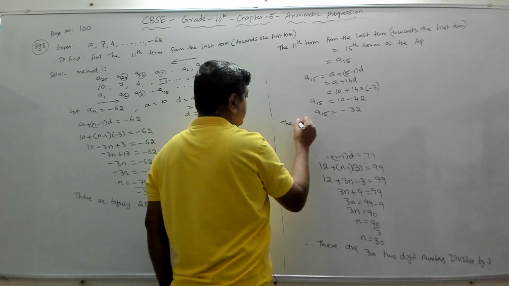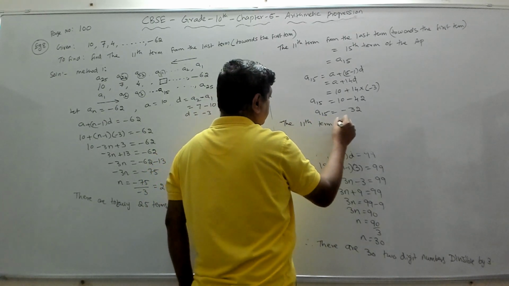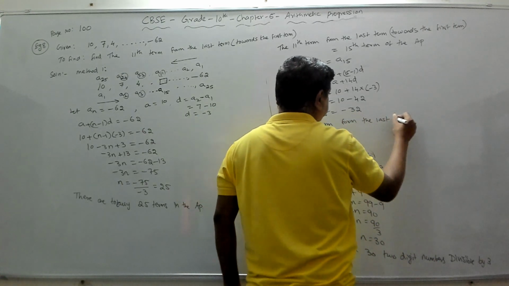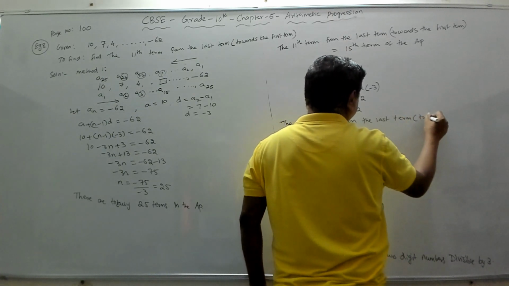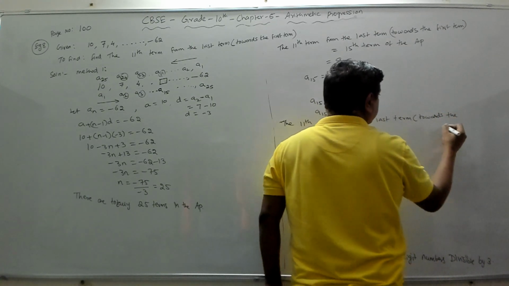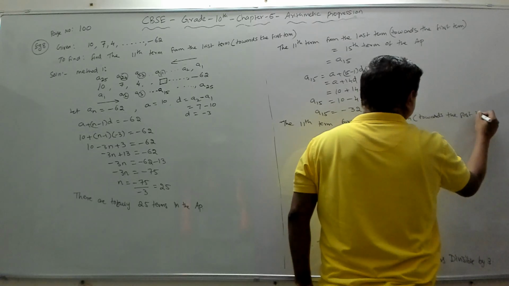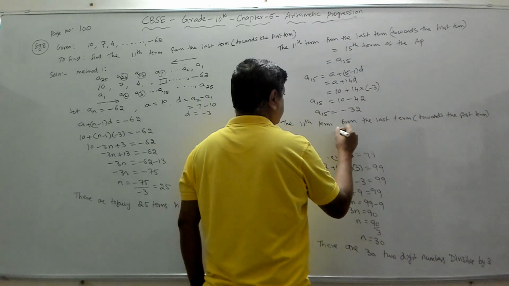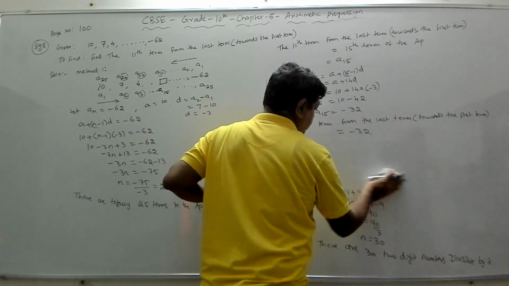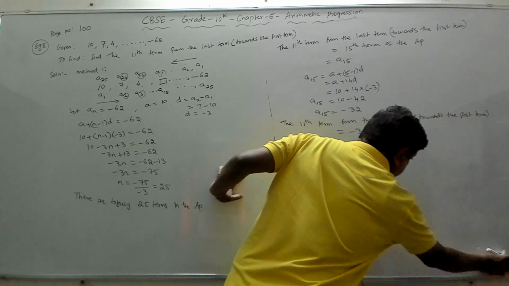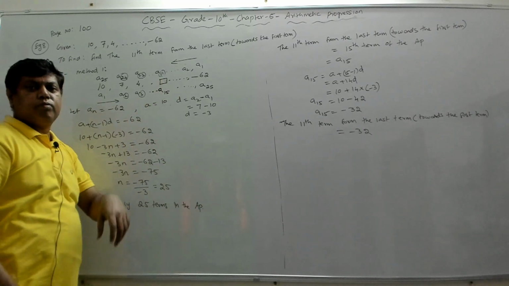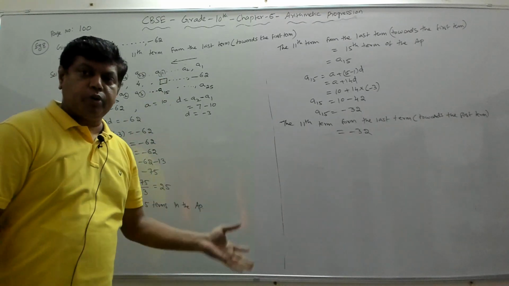So the 11th term from the last term towards the first term is equal to minus 32. That will be the 11th term from the reverse. The 11th term from the reverse, if you calculate, will be minus 32. So this is one method to do it, right?